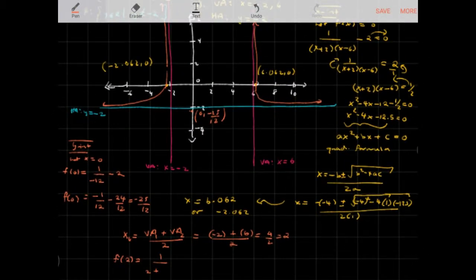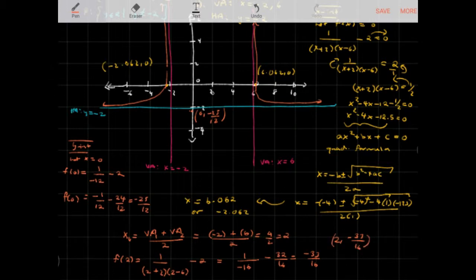I'm doing 1 over 2 plus, I think our function here was 2 plus 2, 2 minus 6 minus 2, which is basically 1 over 4 times negative 4, it's negative 16, minus 2, which is basically 32 over 16, and this is basically negative 33 over 16. So f of 2 is negative 33 over 16, so the point here is 2 and negative 33 over 16.